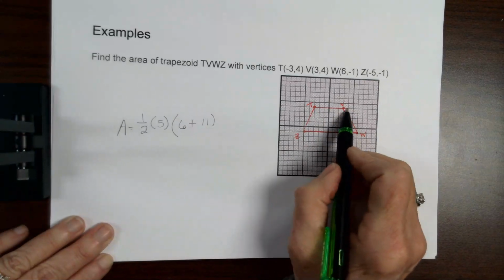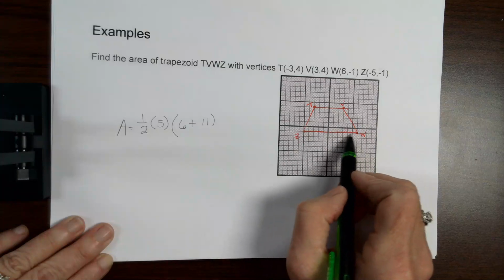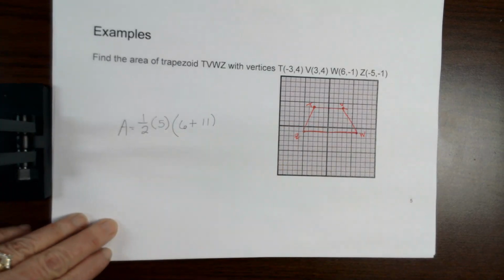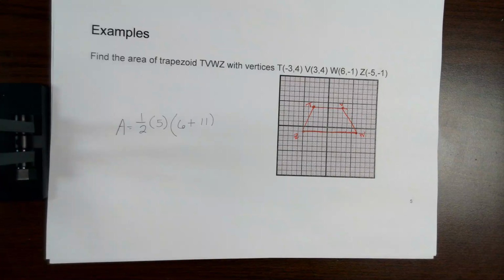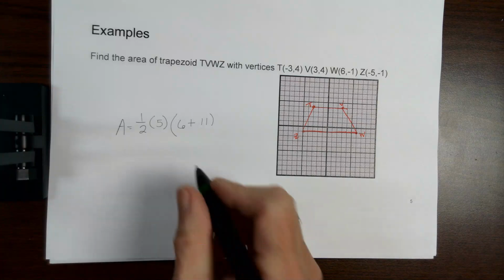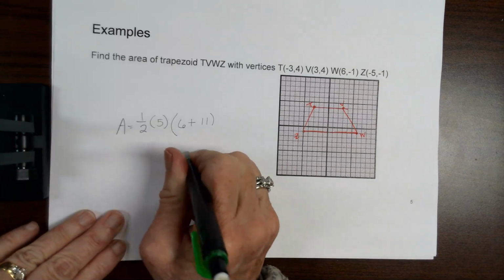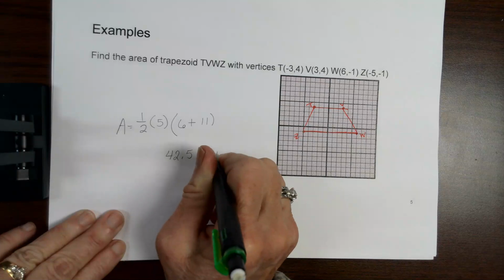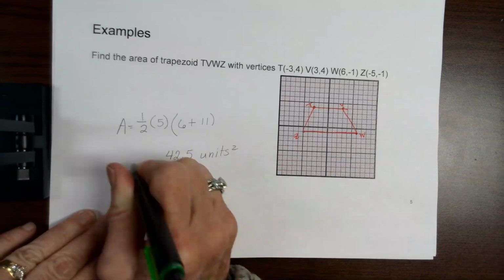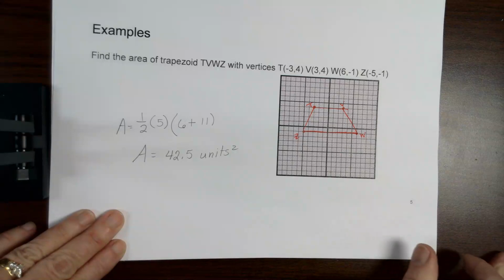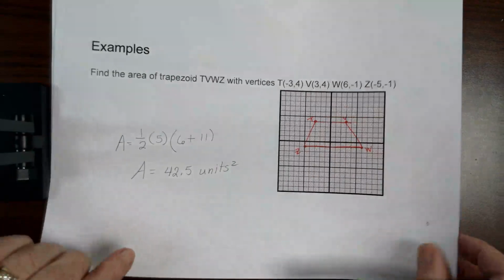So you could count, but that's 6 units across, that's 11 units across. So I have 0.5 times 5 times 17, which is going to give me 42.5 units squared. That's going to be your area of that. Okay, let's do another one.